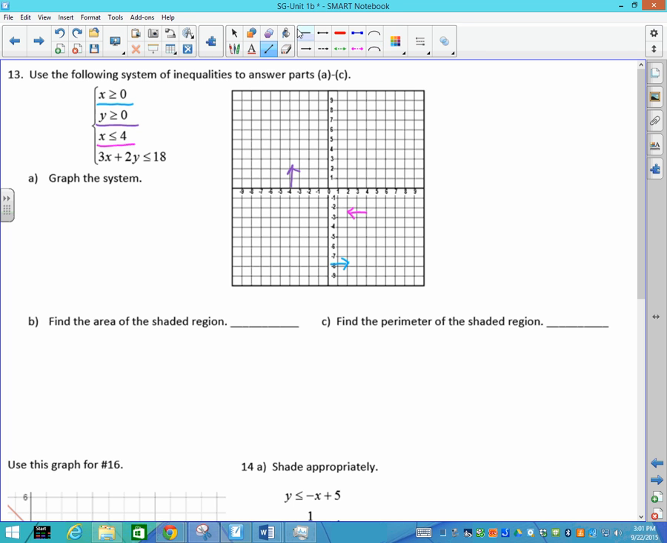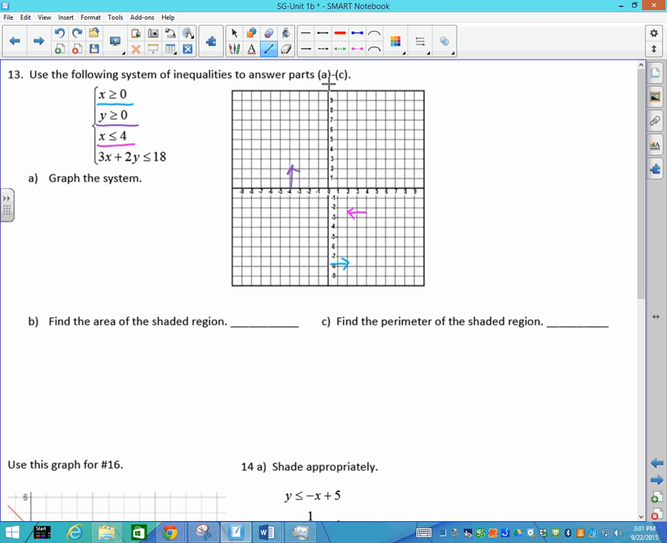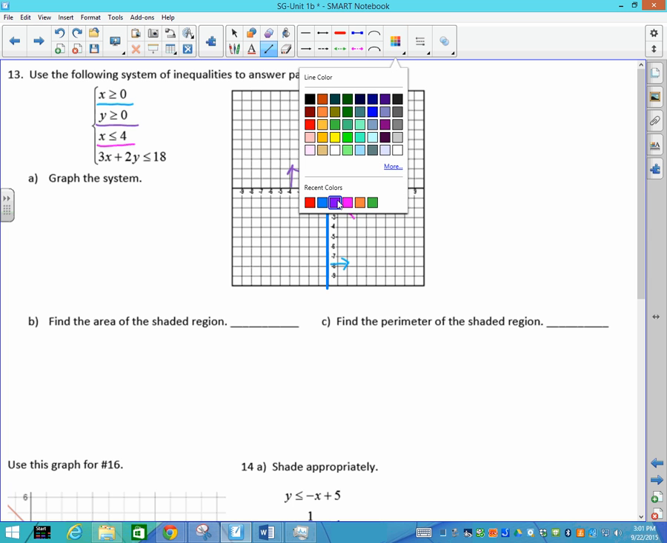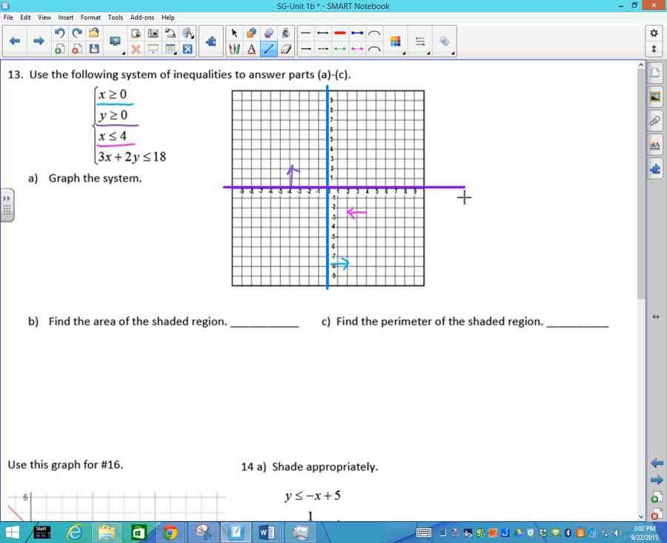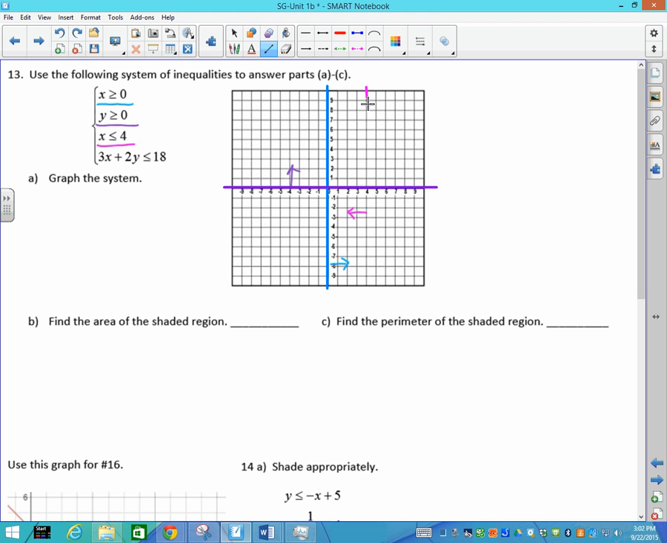So I have x is greater than 0, and x equals 0 is this line right here. It is our y-axis. And as I said, we're shading that way. And then I have y is greater than 0, and that's going to be your x-axis. So it's looking like that. And then we have x is less than 4, another vertical line. x is less than 4 is going to cross the x-axis at 4, and so we're shading that way.